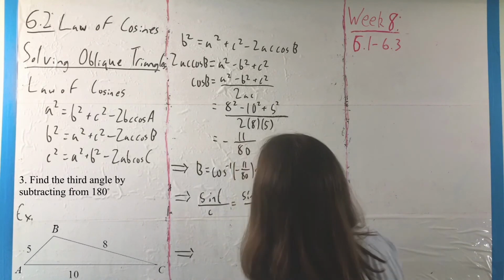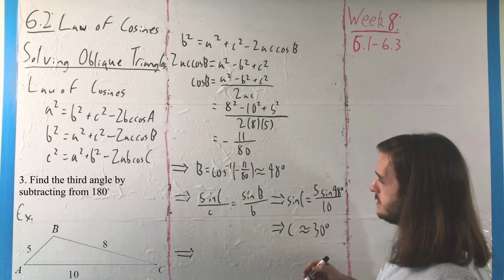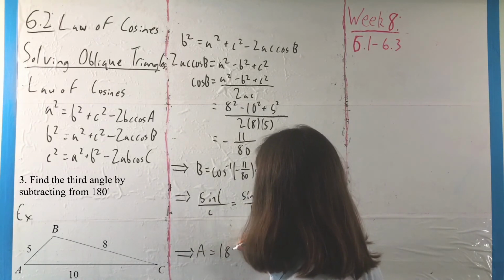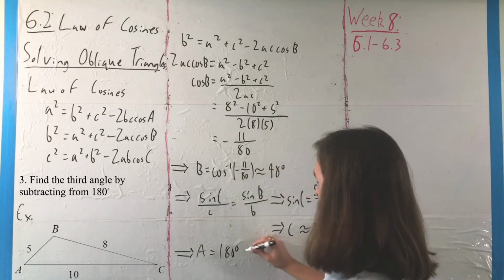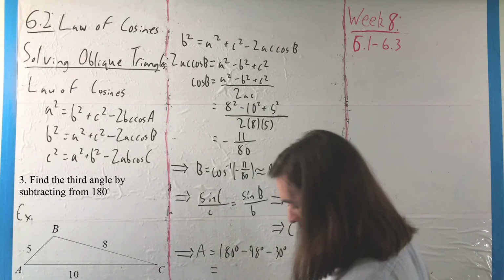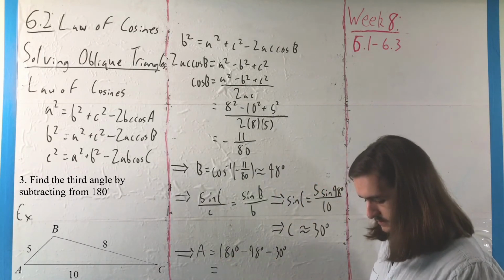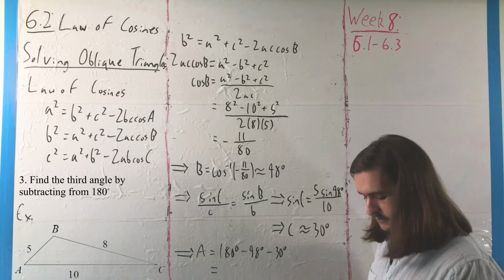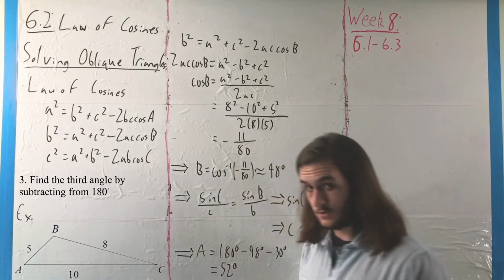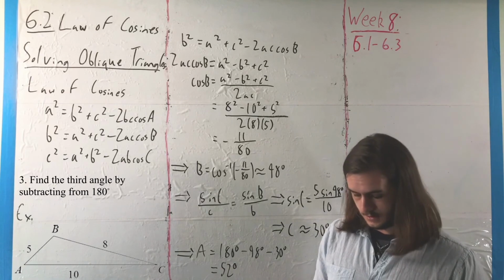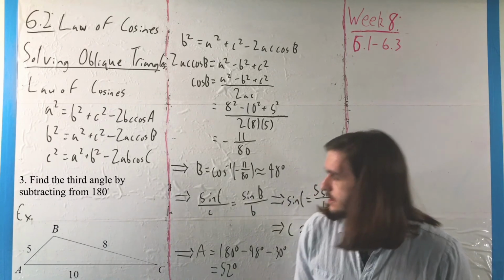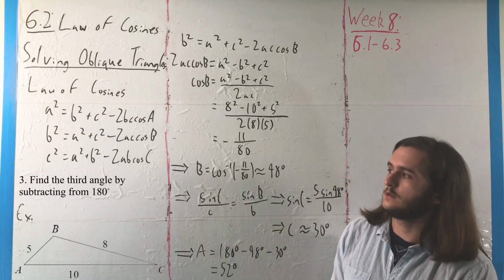To get our last angle, which here, since we have C and B, means we need A, we take the total angle measurement, 180 degrees, and subtract from it each of our pieces, 98 and 30, to get that A is approximately going to be 52 degrees. And that's essentially all we do here. That's essentially all we do with this set of things for the law of cosines.